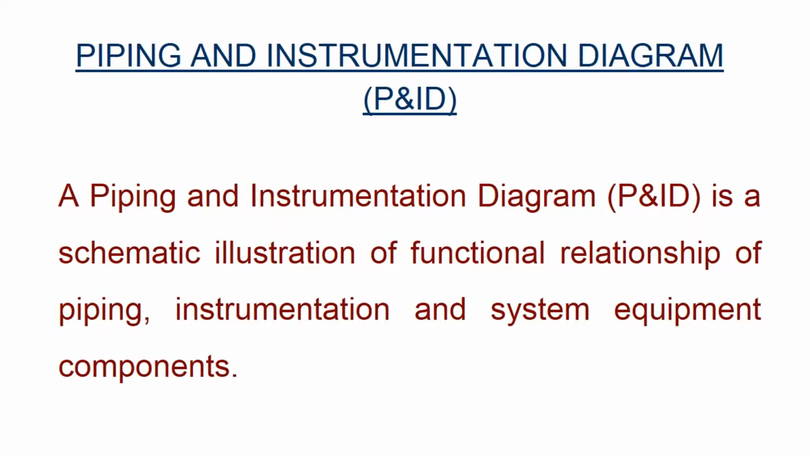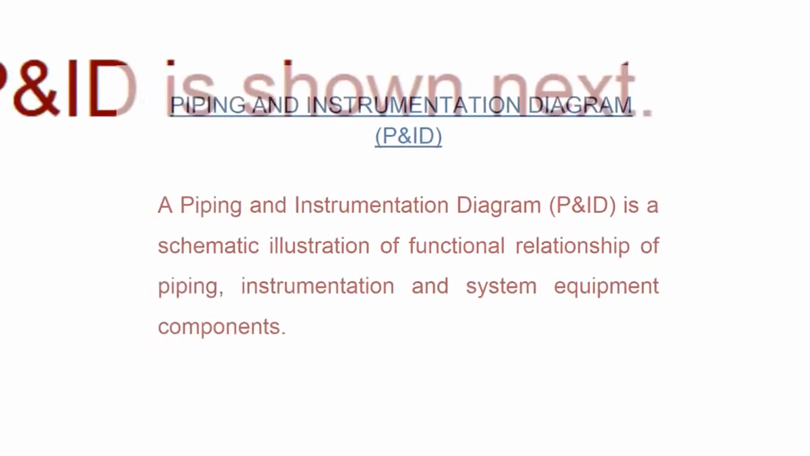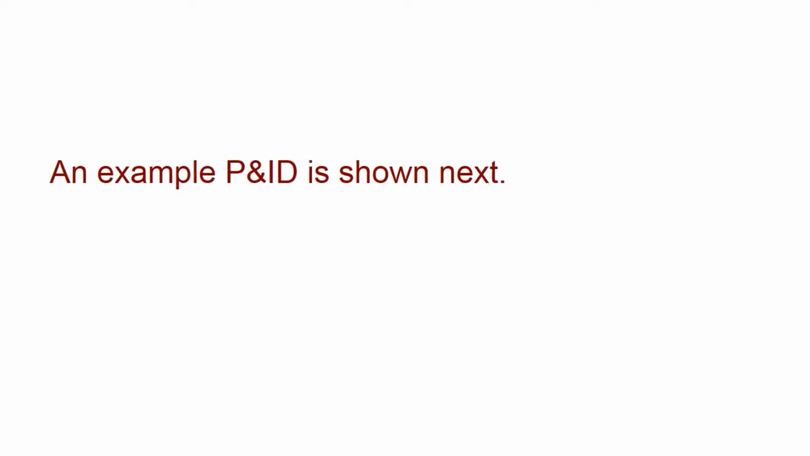A piping and instrumentation diagram, P and ID, is a schematic illustration of functional relationship of piping, instrumentation, and system equipment components. An example P and ID is shown next.